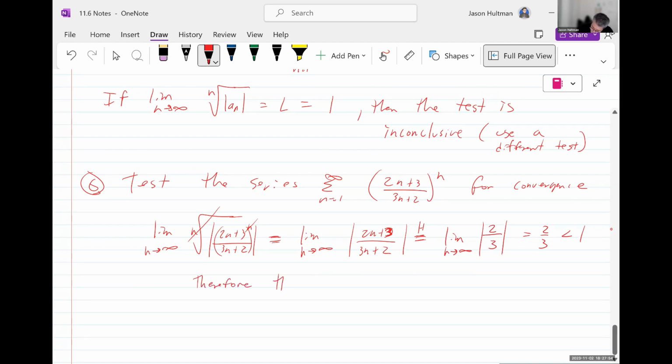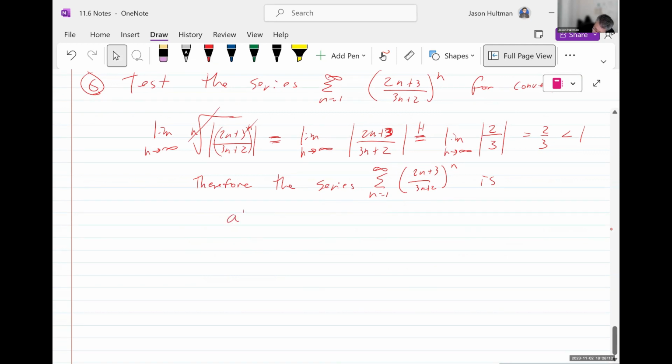Therefore, the series summation n equals 1 to infinity of 2n plus 3 over 3n plus 2 to the nth power is absolutely convergent, and thus convergent. Okay, and that's 11.6.